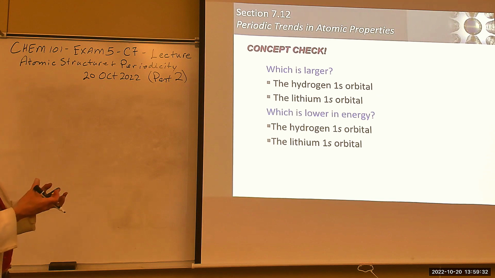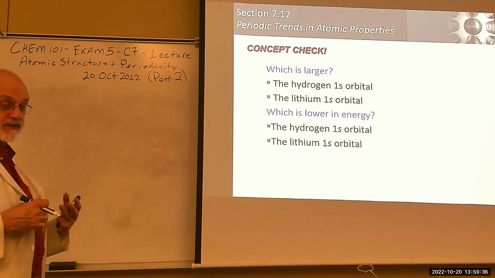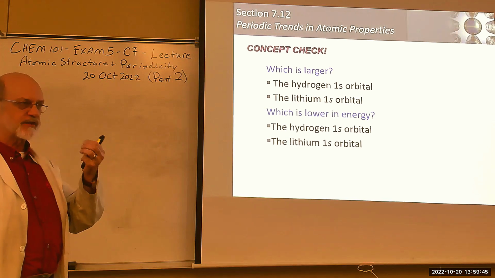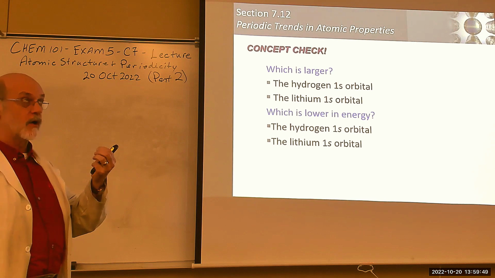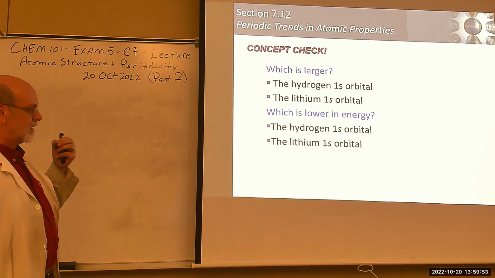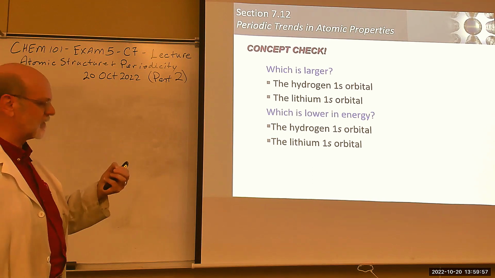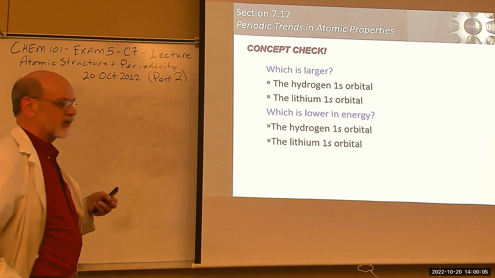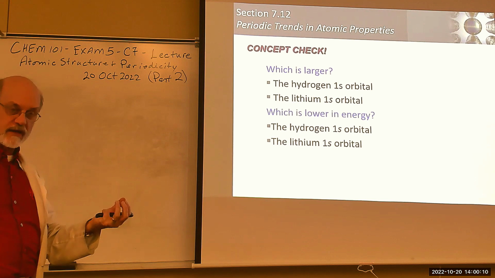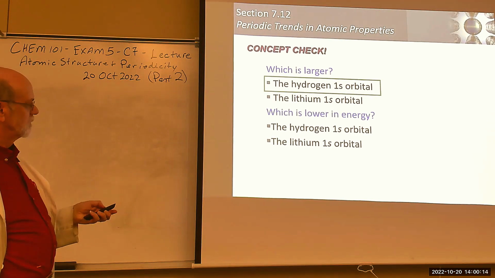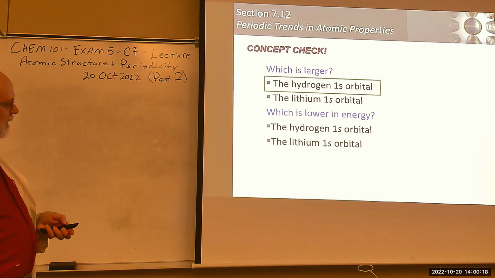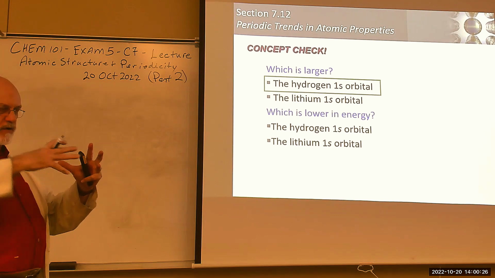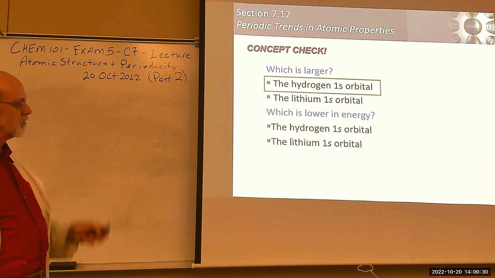Now, when we look at individual orbitals, which one is larger, the hydrogen 1s or the lithium 1s? Well, the principal quantum number speaks to energy and size. They both have the same one, but lithium is below hydrogen, so it has more protons, and it should shrink. So the 1s for the hydrogen is larger. The larger one means that the electron cloud is further from the nucleus, which means higher energy. So the lithium should be the lower energy.